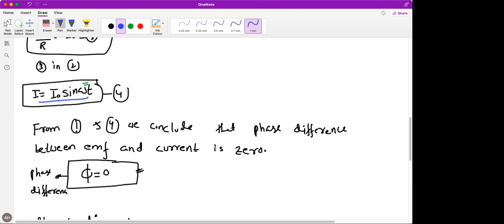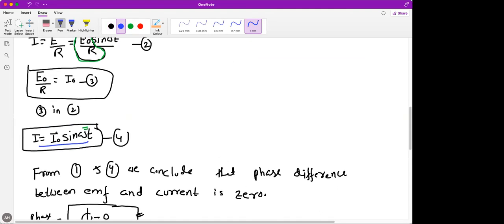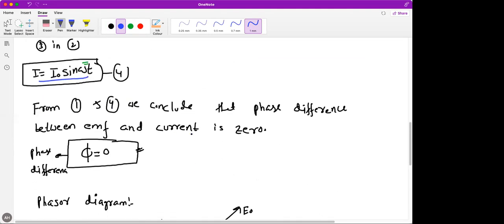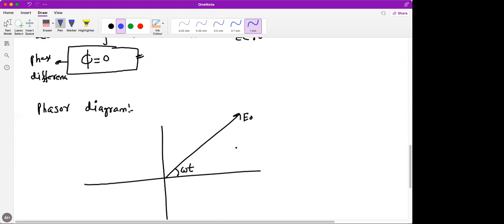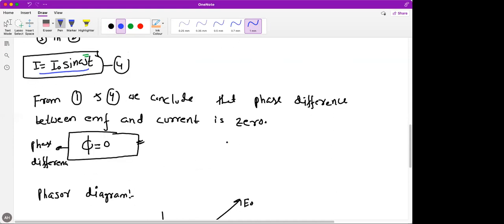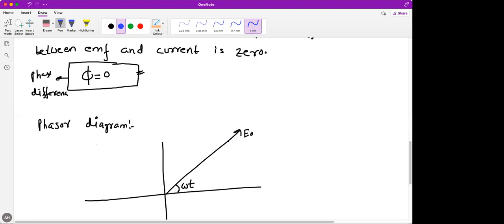Now I want to draw the phasor diagram for current. What do you think, Amalia? Where will the phasor for I naught lie? Will it coincide with E naught or not? Simple one line question: will the phasor diagram of EMF coincide with that of current? It will not?